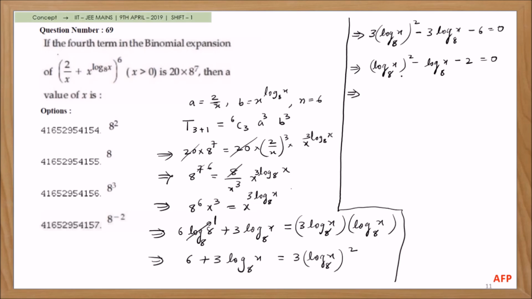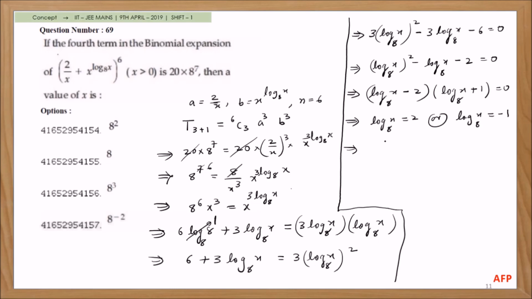So this implies, if you go for factorization, (log x to the base 8 minus 2) into (log x to the base 8 plus 1) is equal to 0. So this implies log x to the base 8 is equal to 2, or log x to the base 8 is equal to minus 1. So this implies x is equal to 8 squared, or x is equal to 8 raised to minus 1.